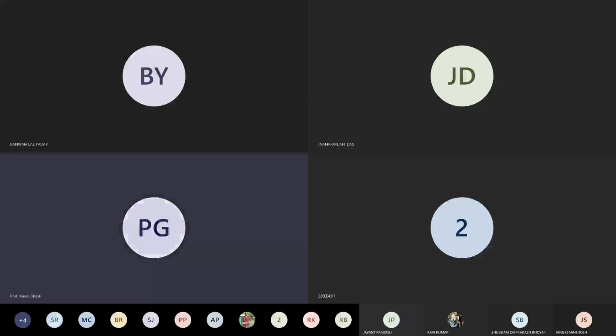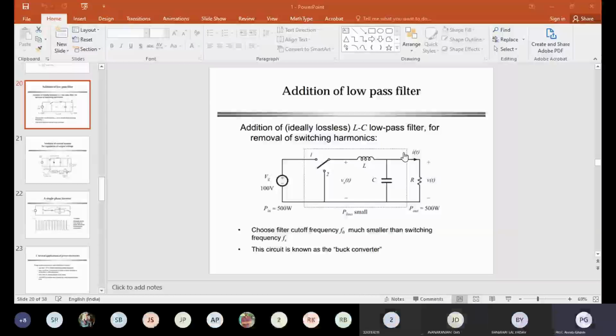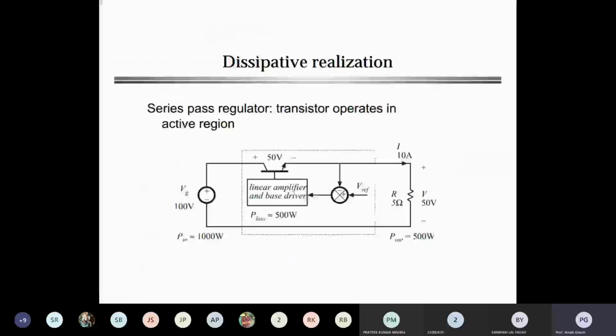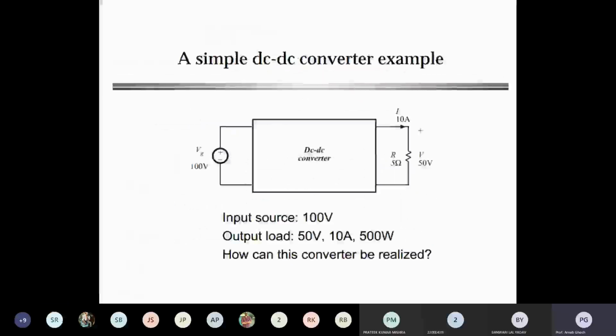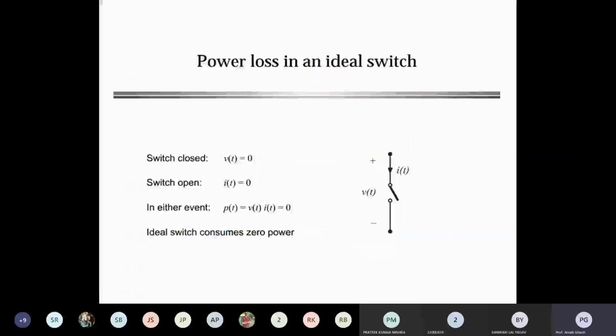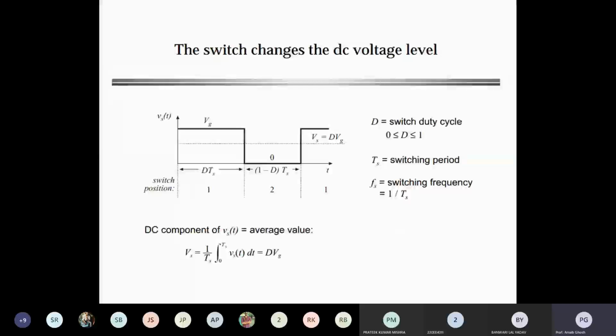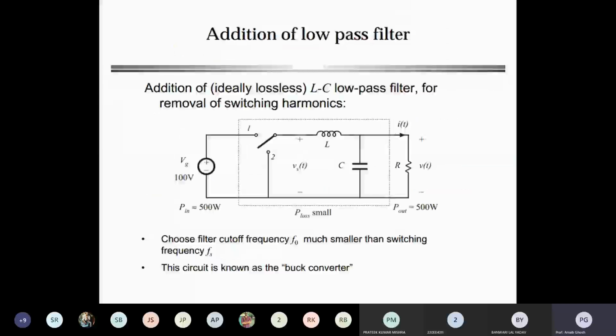Today, in my last class, I discussed how switching converters are important over the linear power converter, and discussed different power loss calculations for the linear power converter instead of the switch mode power converter. So all the calculations I've done. Finally, I concluded in my last class about the design of the filter and the selection of the cutoff frequency.